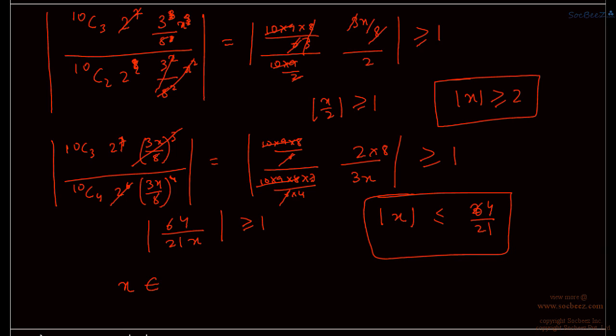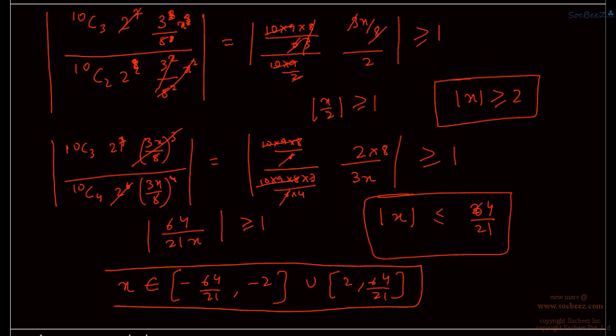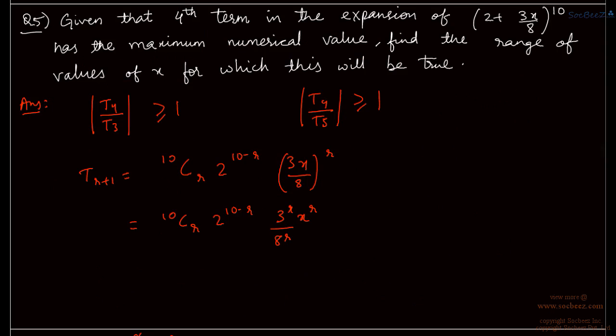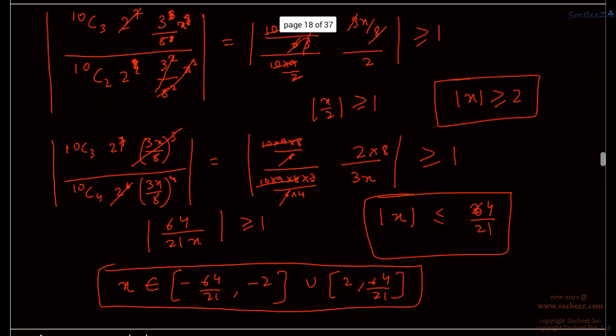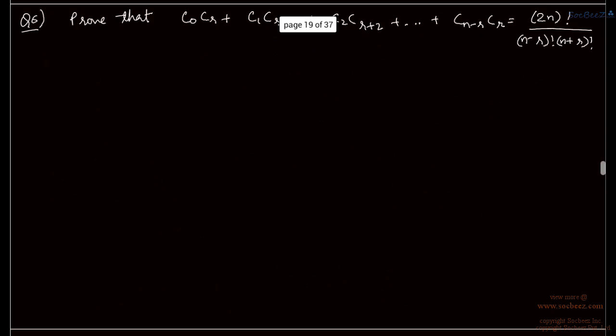So we know that x belongs to minus 64 by 21 to minus 2, that union 2 comma 64 by 21. So this is the total range of x for which, the original question was the fourth term should be maximum, right? That should have the maximum numerical value. So we get this as the condition in which that will be correct.